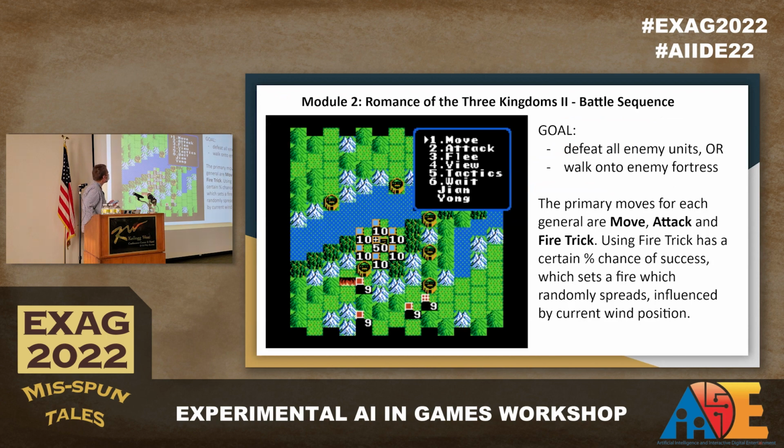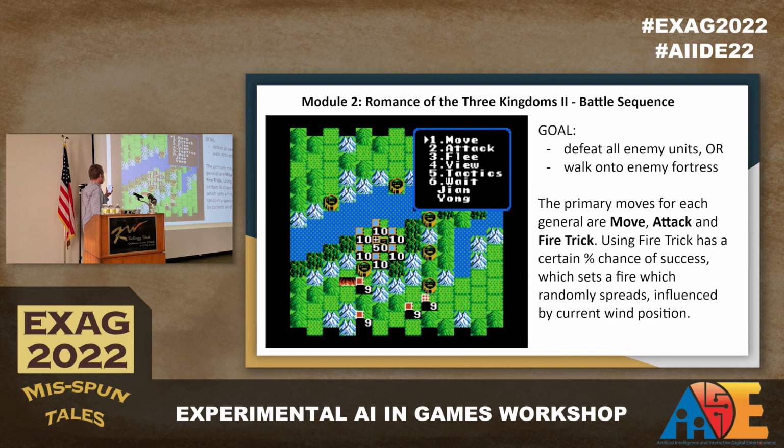So this is the second one, which is the battle sequences. There are sort of two ways to win these. Either you defeat all of the enemy generals, or, even more rare, you actually walk onto the enemy fortress or garrison. And if you can successfully do that, it automatically wins the battle for you.